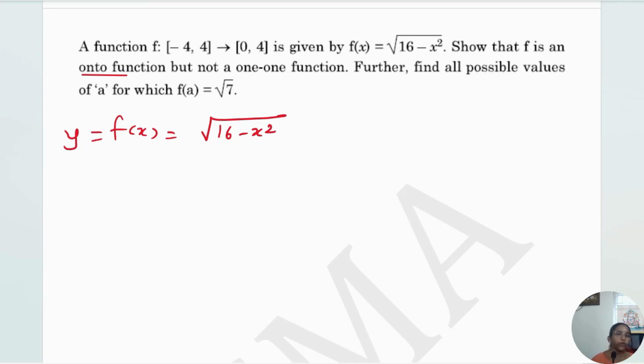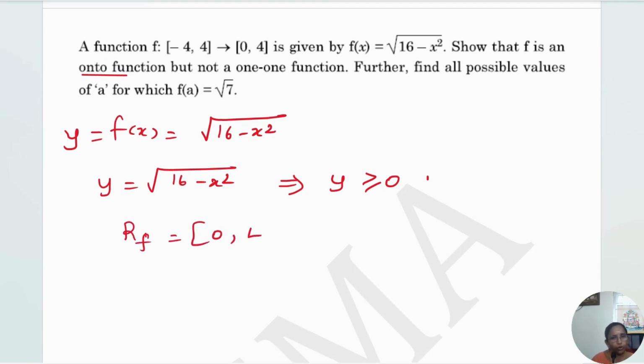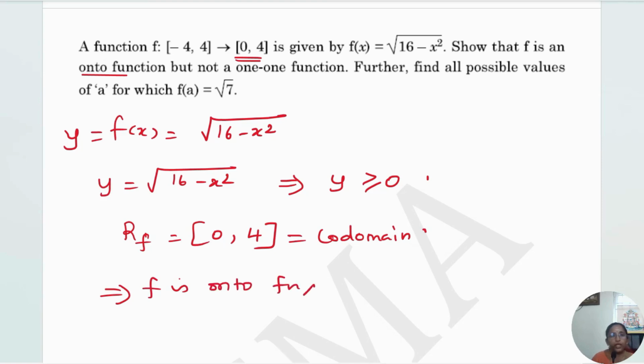So first we will prove it for onto function. y = root of (16 - x^2). So here the y value is greater than or equal to 0, so you can get your range. Here the range value is 0 to 4. Look at your data, this is 0 to 4, so this is equal to your codomain value. So the function is onto. We have proved the first part. Second, it is not a 1-to-1 function.